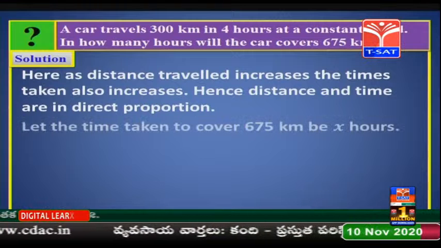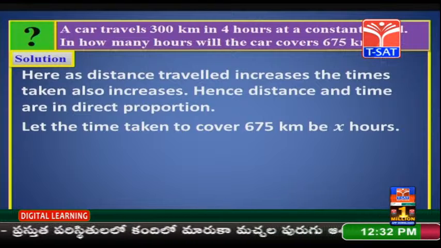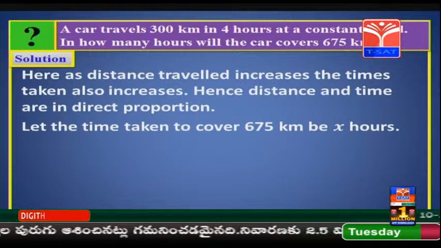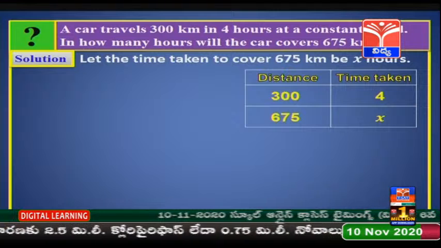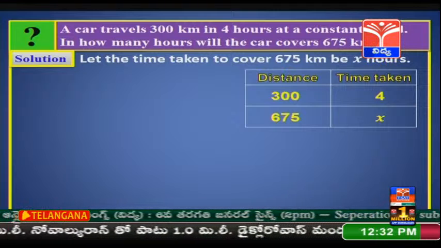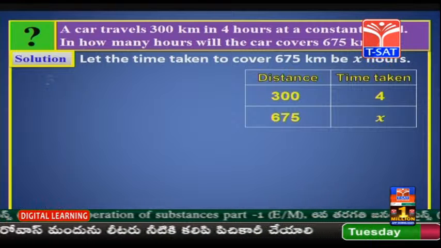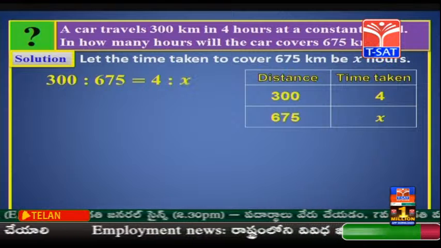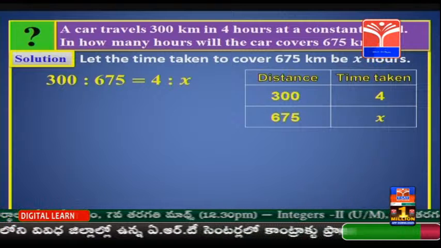Okay? So, here let us assume the time taken by the car to cover 675 kilometers as x hours. And what is given to us? Yes, we are given the distance is 300 kilometers, time taken is 4 hours. And when the distance is 675 kilometers, the time taken is x hours. So, let us find the ratio of distances equal to the ratio of time taken, that is 300 is to 675 equal to 4 is to x.